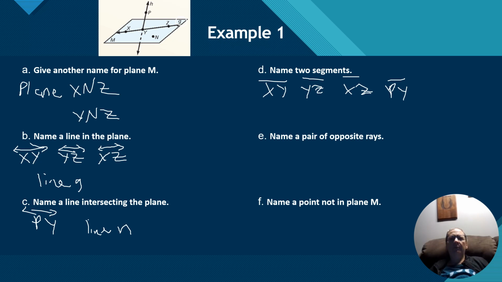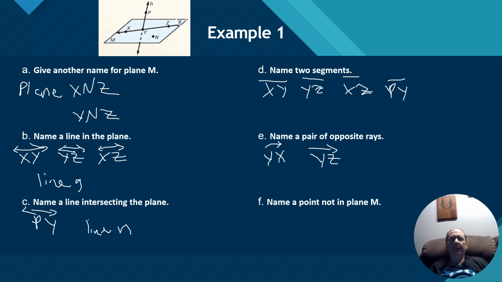All right, name a pair of opposite rays. So opposite rays have to be on the same line. So there's only one line that has 3 points on it, and that's our horizontal line. So that's X, Y, Z. So our common point is the point in the middle, which is Y. So my rays would be YX and YZ. And that's how I write that.